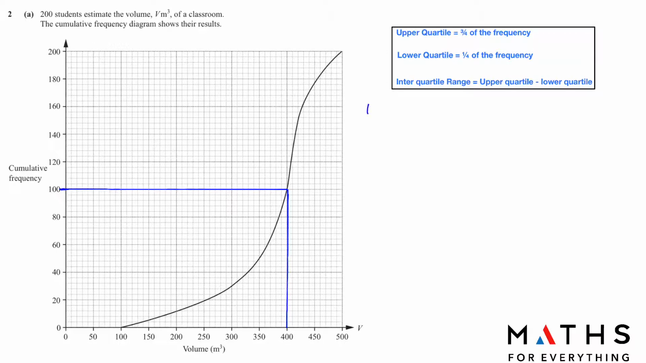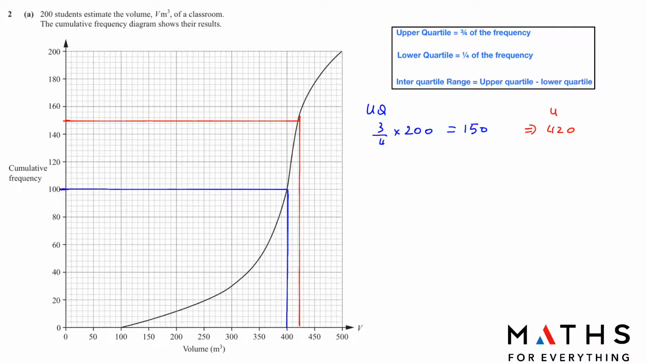For the upper quartile, to find the cumulative frequency position, 3/4 of our frequency, which is 200, will give us 150. 140 is there and 160 is there. 150 is in between them. From there, draw a line cutting the graph, and then in the same way, go down to the x-axis. You will find the answer is 420. That is our upper quartile.